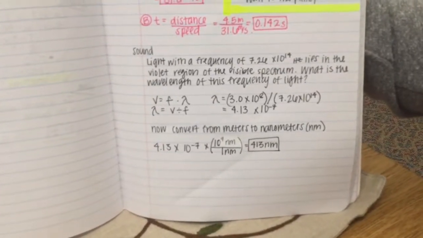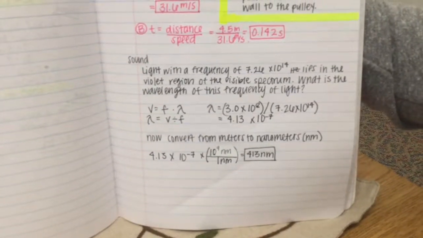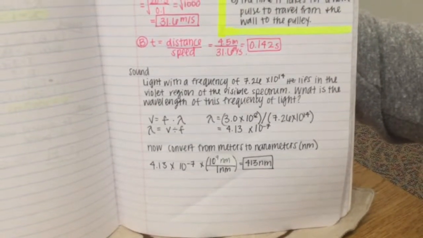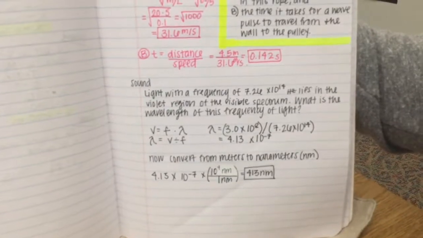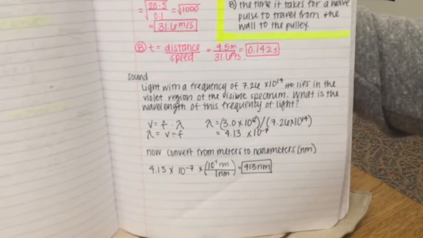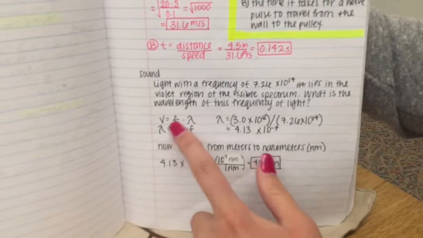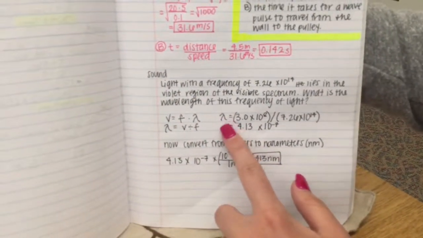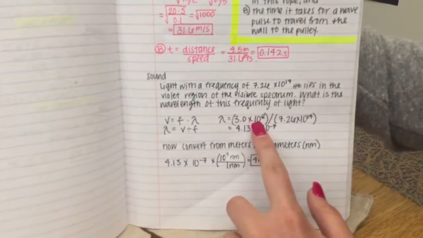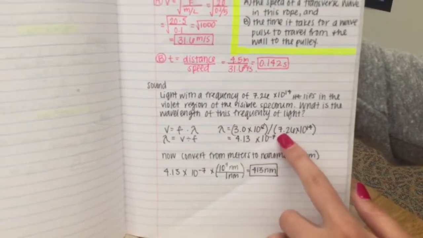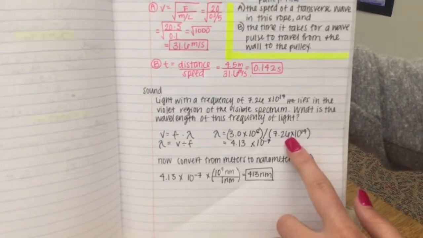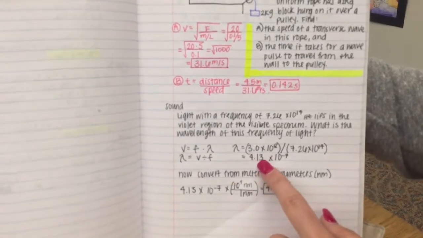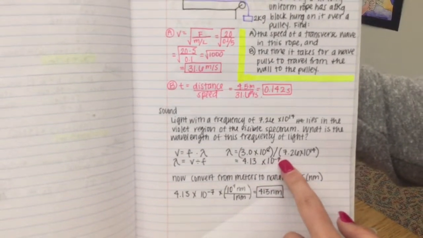Light with a frequency of 7.26 times 10 to the 14th hertz lies in the violet region of the visible spectrum. What is the wavelength of this frequency of light? So we're going to use this wave speed formula to find the wavelength. So to find the wavelength, we plug in 3.0 times 10 to the 8th, and we divide that by 7.26 times 10 to the 14th, which is given. And then you should get 4.13 times 10 to the negative 7.